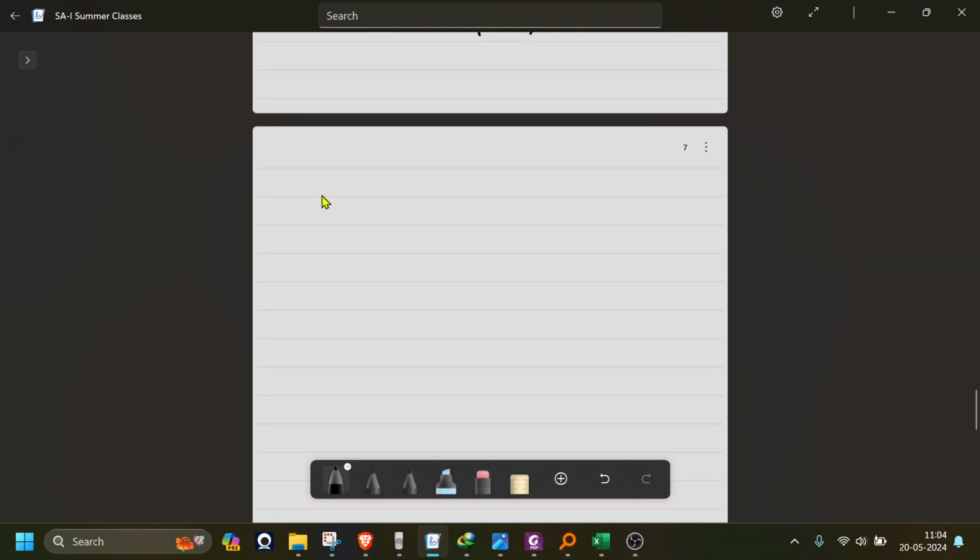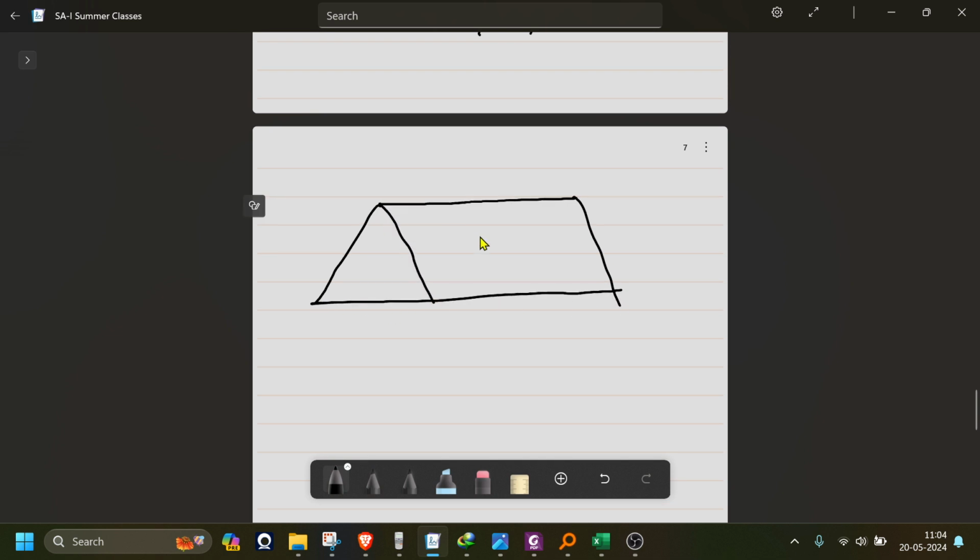So let's go to the next type of structure, that is truss. You might have seen this kind of structure when you cross railway bridges, right? You might have seen this kind of structure going over a railway bridge. So this we call a truss.